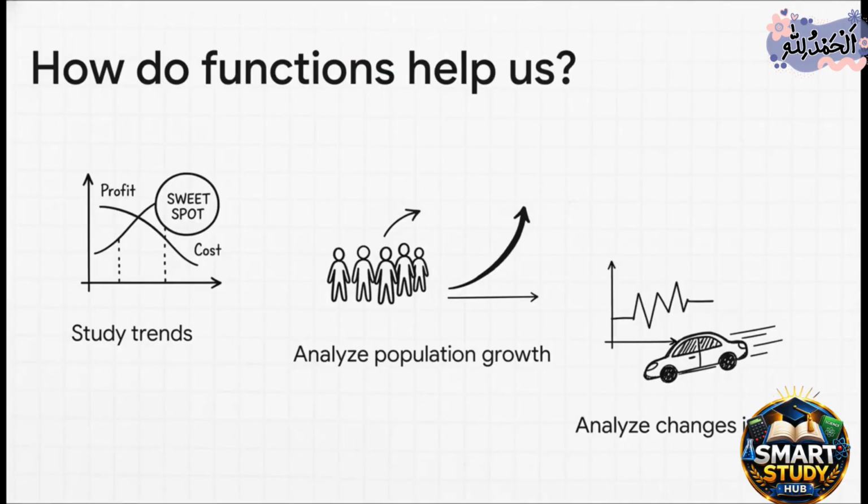So why does the simple rule matter so much? Well, because it allows us to model incredibly complex systems. We can map business costs to profits to find that sweet spot. We can chart population growth to plan for the future. We can even model the changing speed of an object in physics. Functions basically take our messy reality and turn it into clear, predictable patterns.